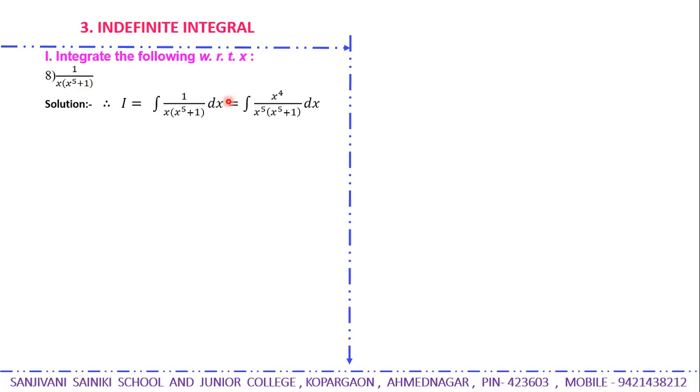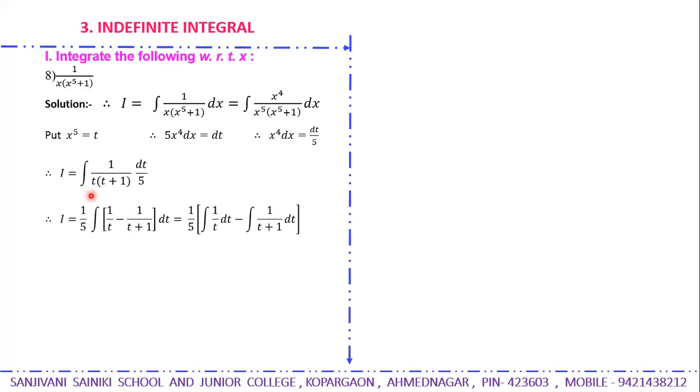So first of all, we have to multiply and divide by x raised to 4. So the denominator contains x raised to 5. Then we will use the substitution x raised to 5 is equal to t. So 5x raised to 4 dx is dt, that is, x raised to 4 dx is dt upon 5. So we converted the integral into the simplest form, 1 upon t into t plus 1, dt by 5.